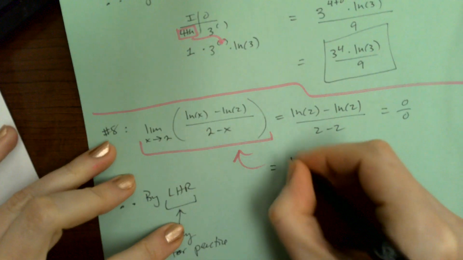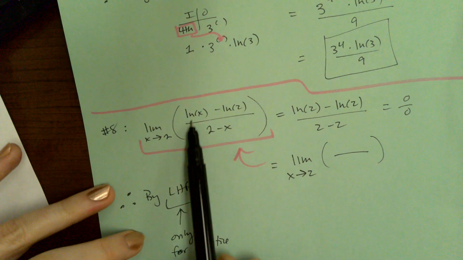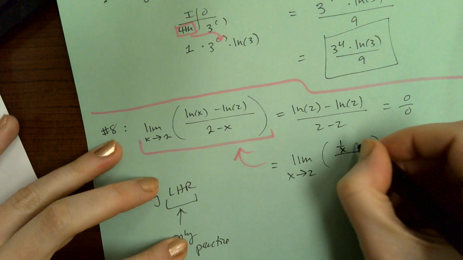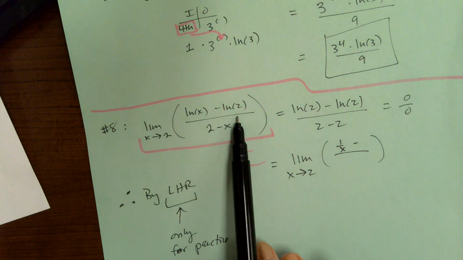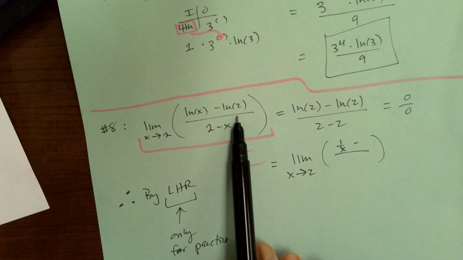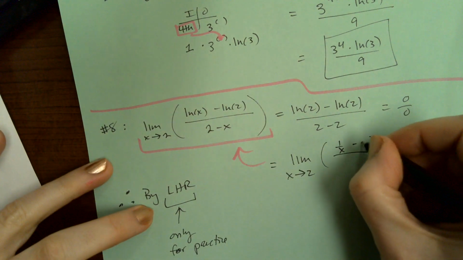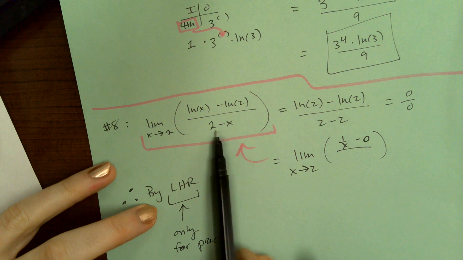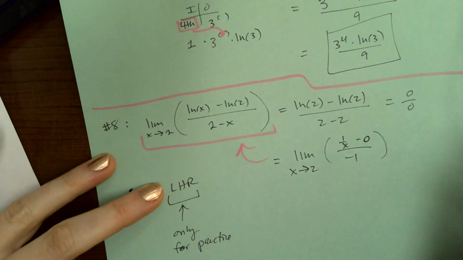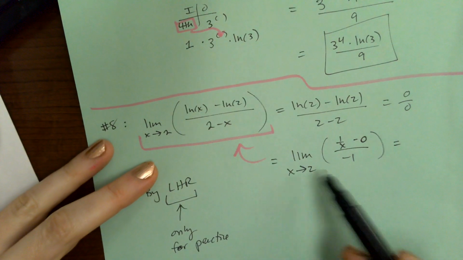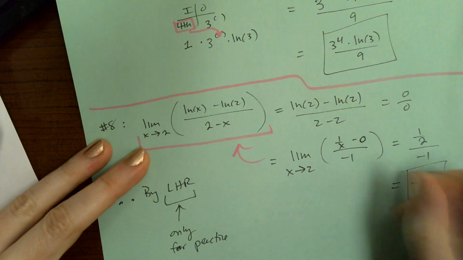this is equal to the limit as x approaches 2 of the derivative of the top. The derivative of natural log of x is 1 over x, minus the derivative of natural log of 2. Natural log of 2 is just a number; if you plug a number into a function, just another number comes out. So this is a constant, and its derivative is 0. For 2 minus x, the derivative of 2 is 0 and the derivative of negative x is negative 1. Then you plug in 2, so this is 1 over 2 over negative 1, which is negative 1/2.